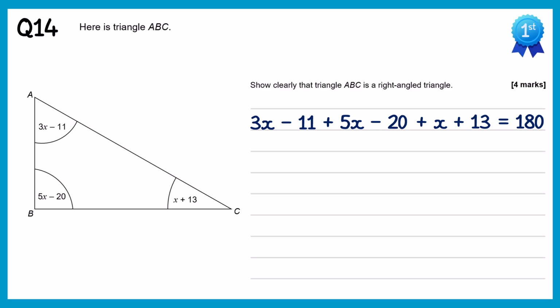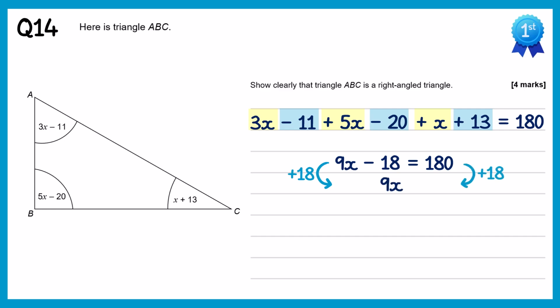Now we've just got an equation to solve to find x. If we add up 3x, 5x, and 1x, we get 9x. And then if we do negative 11, subtract 20, add 13, we get negative 18. And this of course equals 180. We can now add 18 to both sides. If we add 18 on the left, the negative 18 will cancel, so we've just got 9x. And if we add 18 on the right, 180 plus 18 is 198. Then we can divide both sides by 9. 9x divided by 9 is 1x, and 198 divided by 9 is 22. So we find that x is equal to 22.